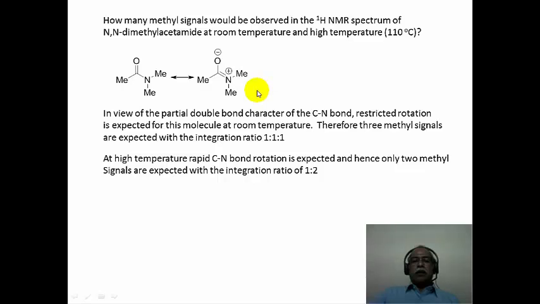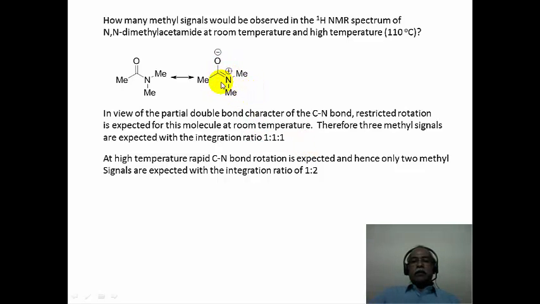There is no concern about that. Between these 2 methyls, one is cis, the other one is trans to the oxygen. So they should also be distinguishable in the NMR spectrum. So one would expect a 3-line pattern for the 3 methyls in the ratio of 1:1:1. Now what happens when you increase the temperature?